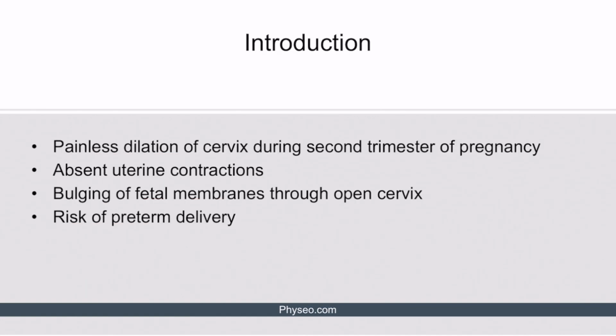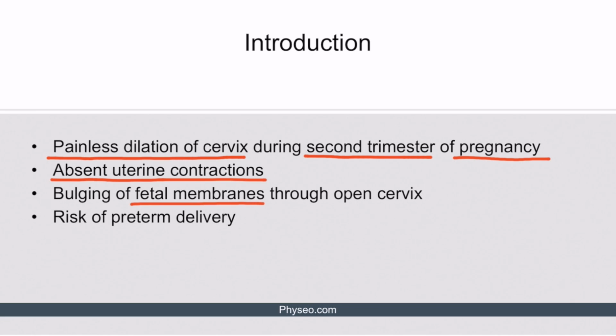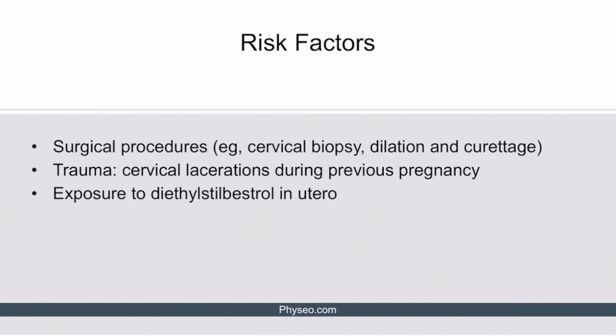Cervical insufficiency refers to painless dilation of the cervix during the second trimester of pregnancy in the absence of uterine contractions. As the cervix dilates, those fetal membranes will bulge through the open cervix, and that increases the risk of preterm delivery. But what puts the patient at risk for having cervical insufficiency?